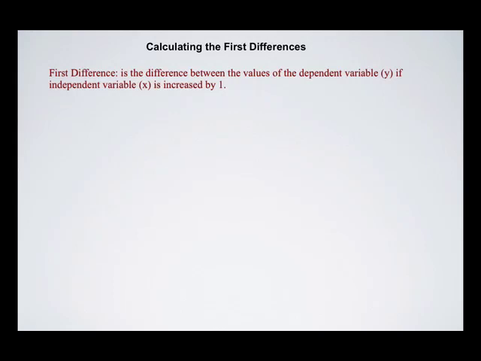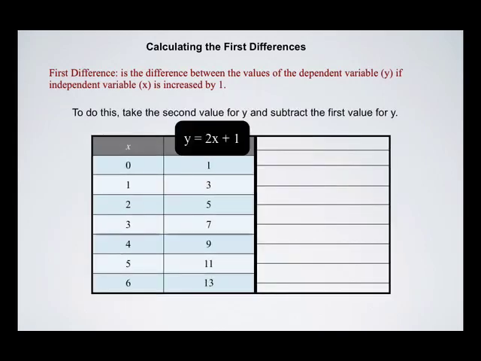Calculating the first differences. First difference is the difference between the values of the dependent variable y if the independent variable x is increased by 1. To do this, we take our table of values with our first differences column. We take the second value for y and subtract the first value for y. And we write that in the column beside.